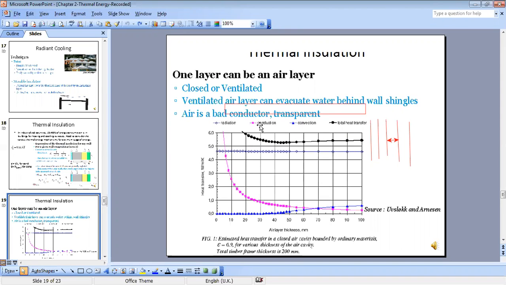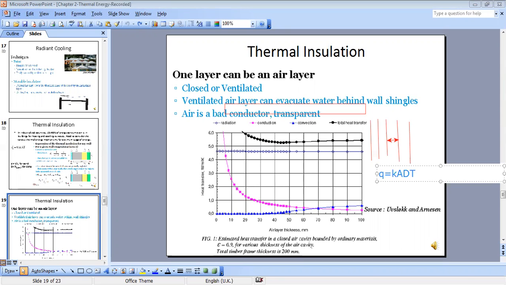Now, for the conduction, the higher the air layer thickness, the lower will be the conductive rate. Why? Because if you go back to the formula, what is the heat flux by conduction? It depends on the length: k A times delta T over L. So the higher the thickness, the lower will be the conductive flux. This is why you can see here in pink that it is reduced. The conduction rate is reduced with the increase of the air layer thickness.